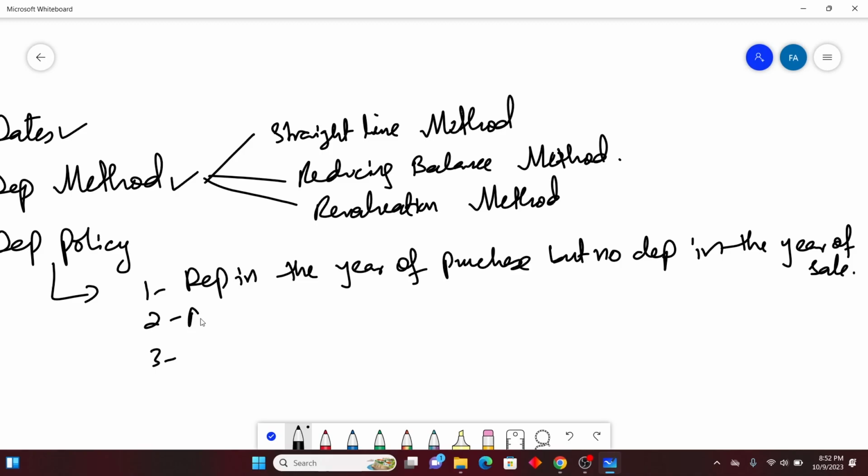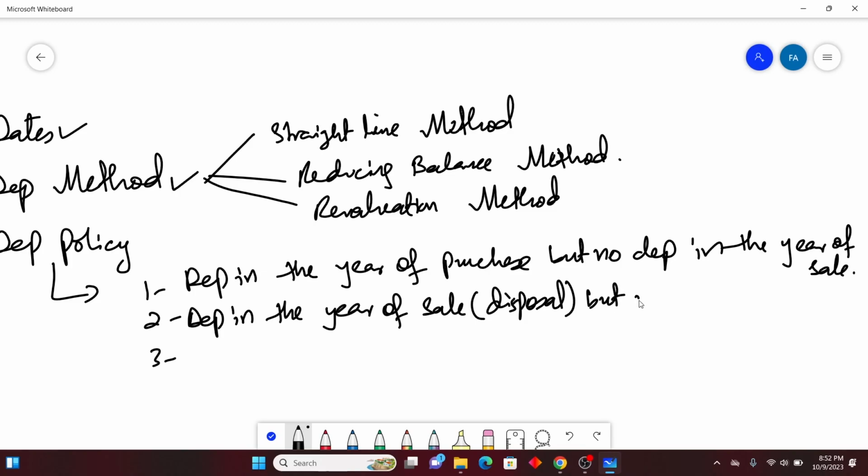The second policy is the opposite. Depreciation should be charged in the year of disposal. We don't use the word sale because non-current assets are not sold, they are disposed of. So we could write down disposal. Depreciation in the year of disposal, but no depreciation in the year of purchase. This is another policy. The policy is given by the question. Every question will tell you what to do, so just look for the policy in the question.